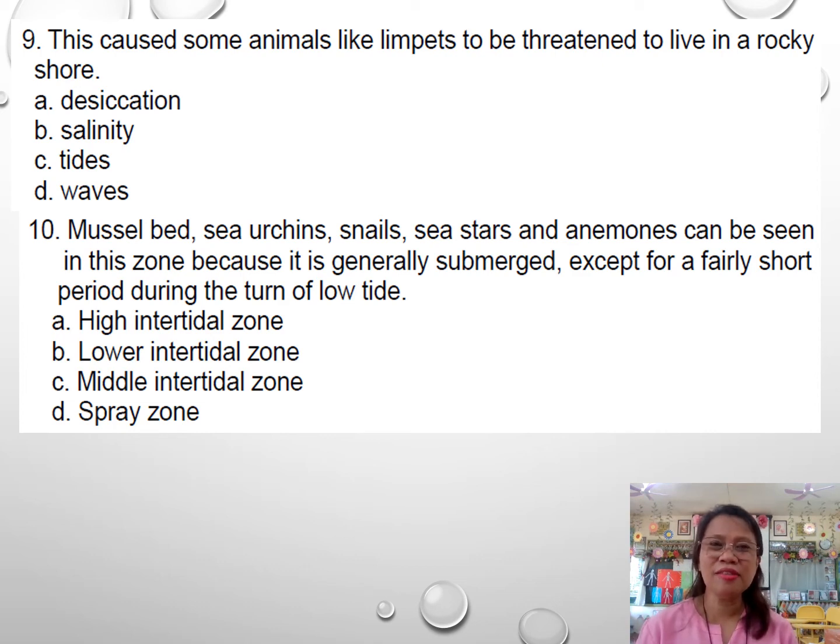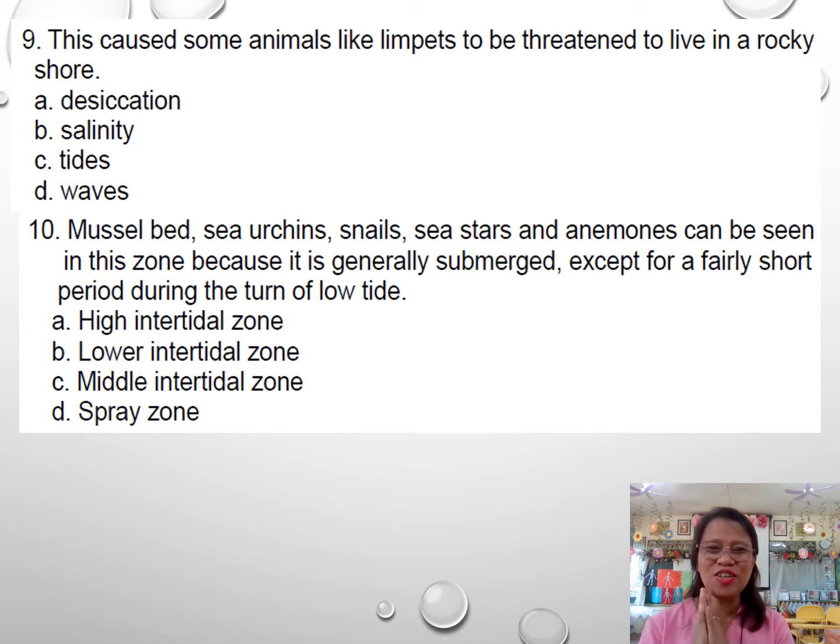And number 10. Mussel bed, sea urchins, snails, sea stars, and anemones can be seen in this zone because it is generally submerged, except for a fairly short period during the turn of low tide. Which zone is this?